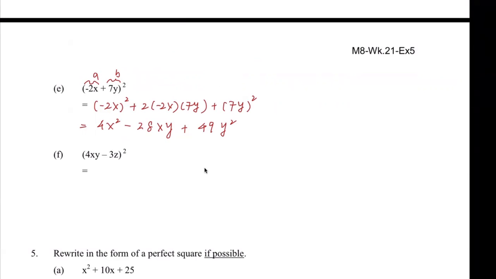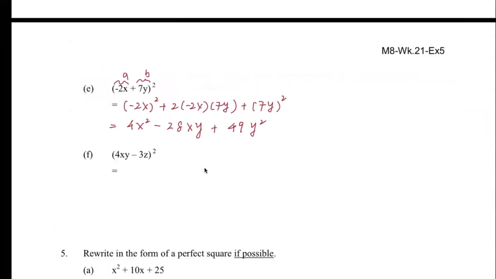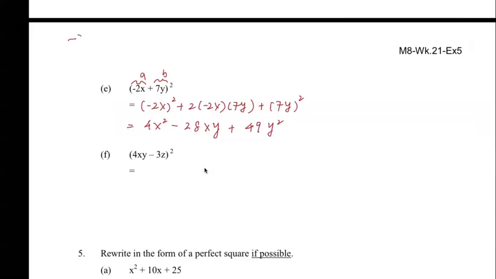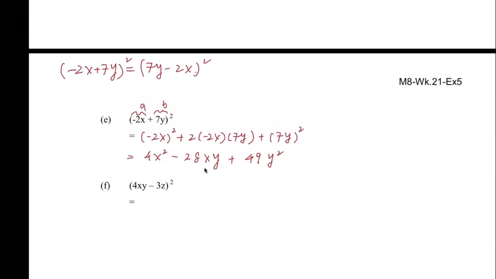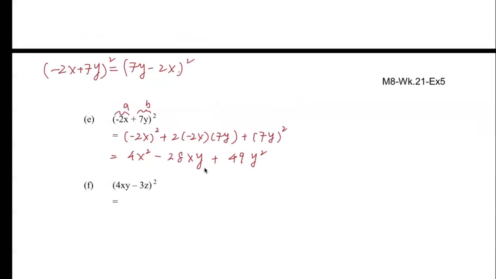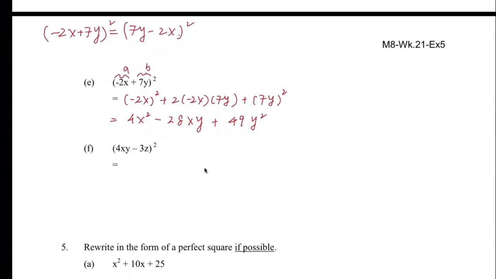Because we know −2x + 7y is equal to 7y − 2x, right? So if you square this and if you square this, these two should be the same. These two should be equal. So here you don't need to deal with the minus coefficient, which maybe to some people will be easier. So let's just try this.